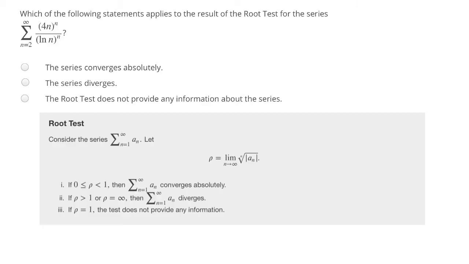So for the root test, we look at the limit as n goes off to infinity of the nth root of the absolute value of our nth term. That will be some value rho. Now, if rho is in between 0 and 1, the series will converge absolutely. If rho is greater than 1 or infinity, then we know that the series will diverge. And in the case that rho is equal to 1, our series test will be inconclusive, and we would have to try something else to determine whether the series actually converges or diverges.